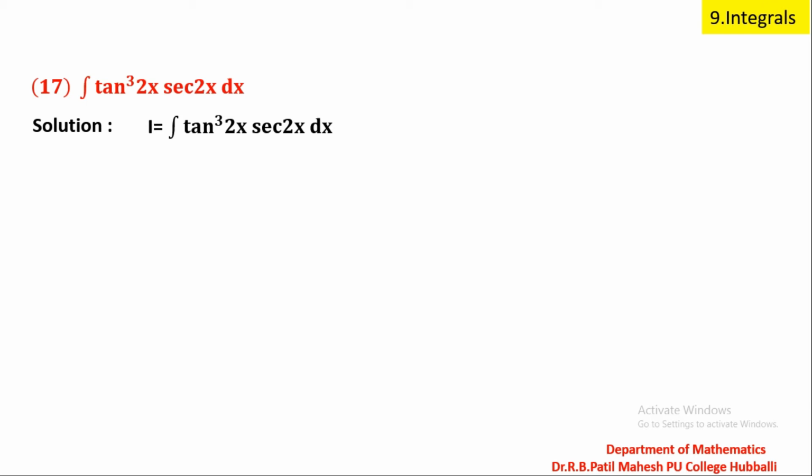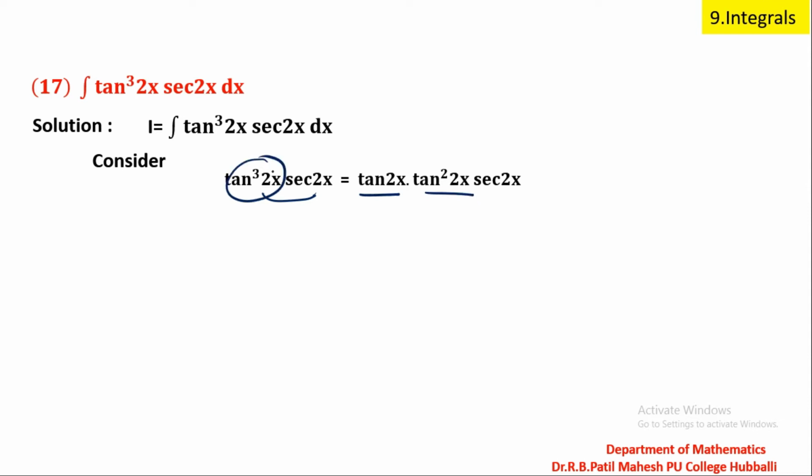Students, to integrate this integrand, I will take it outside and simplify it thoroughly. Then I'll substitute back into the integration and we'll see the integration of this problem. Consider the given tan cube 2x sec 2x. Can we write tan cube 2x sec 2x as tan 2x into tan square 2x? This cube I am writing as tan 2x into tan square 2x.